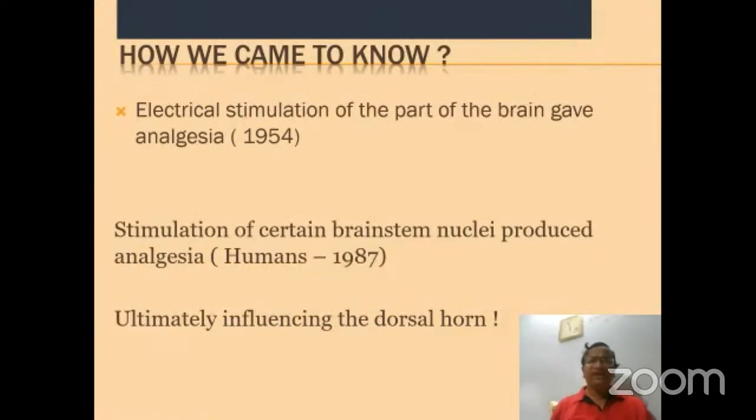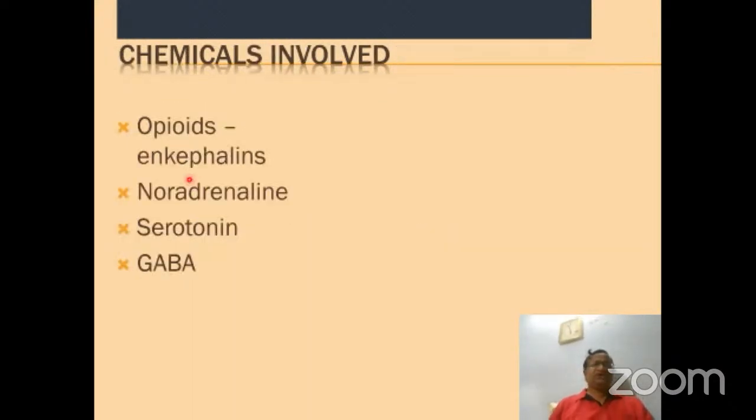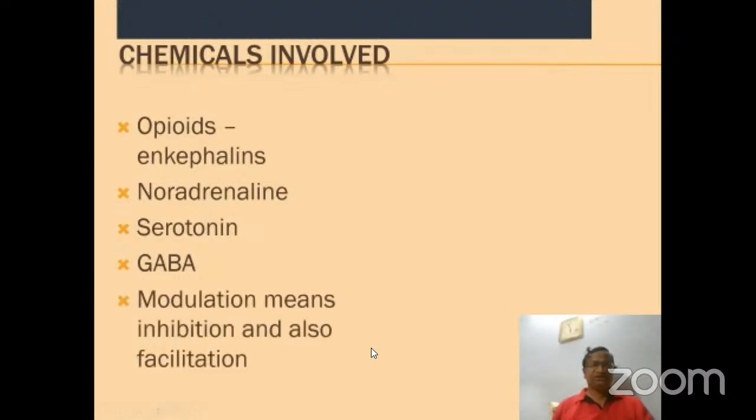modulation. How did we come to know that there is something like that? If you give stimulation to part of the brain, it causes analgesia. Brainstem stimulation causes analgesia. If you stimulate a brainstem nucleus, it influences the dorsal horn to decrease pain. That is how we found out that there is something called descending control of pain. Normally opioids, noradrenaline, serotonin are involved, but now they have found out even GABA is involved.